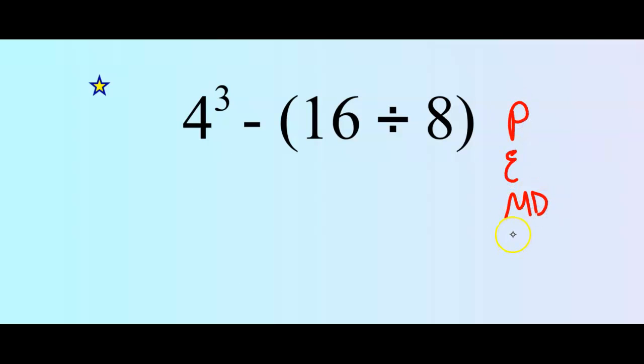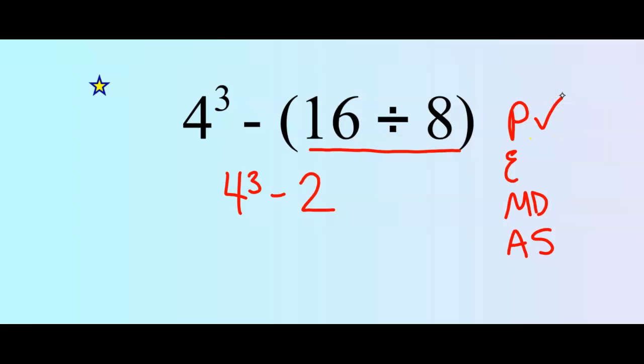I see parentheses, I see exponents, I see some subtraction. We got quite a few things going on. So we're going to start with parentheses. We have 16 divided by 8. So I'm going to copy down 4 to the 3rd power. Minus, we're going to solve the parentheses. 16 divided by 8 is 2.